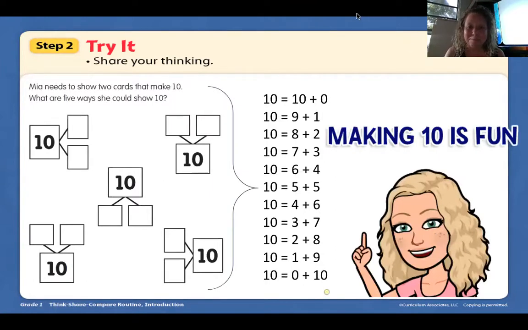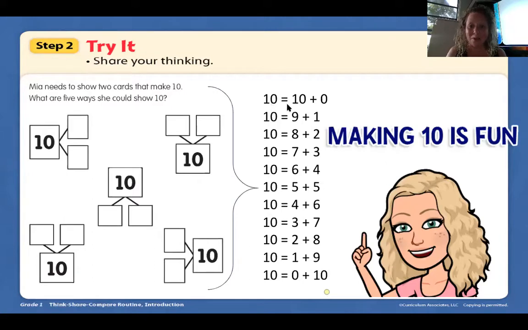Let's look at Mia's cards. Making 10 is so much fun. Look at all of the ways we could make 10. Read through these equations with me.